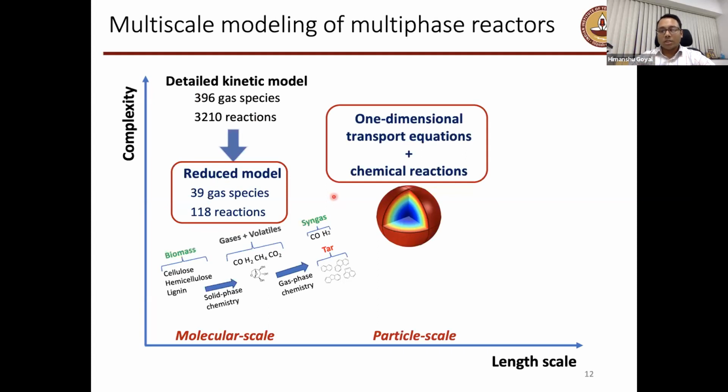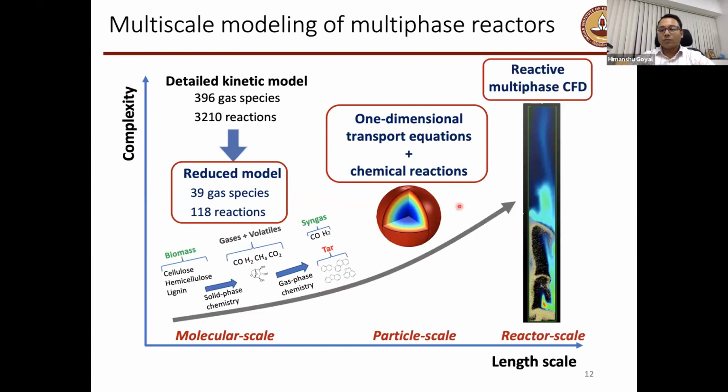So computational cost is an important consideration. Here we write down these one-dimensional transport equations, which are basically conservation of heat, mass, and momentum, combine them with chemical reaction, and we can numerically solve them for particle-scale processes. Ultimately, all this will be connected with our reactor-scale simulations, where we perform these reactive multi-phase computational fluid dynamic simulations. So this is the multi-scale approach we are pursuing.